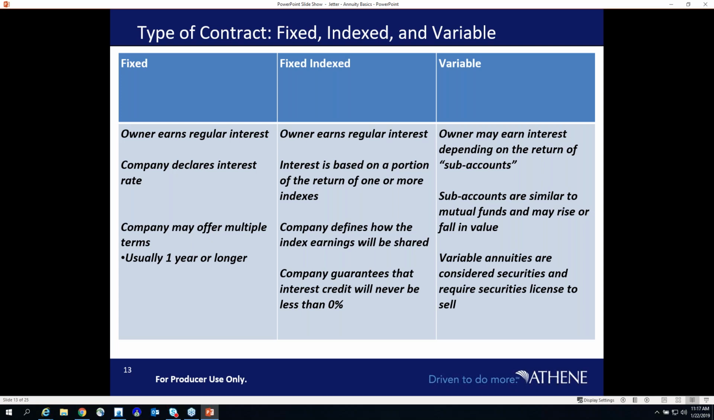Next, let's talk about variable annuities. A variable annuity is going to be an annuity contract that also has variable sub-accounts. So the owner may earn interest depending on the return of the sub-accounts. With a variable annuity, the investment risk is going to be on the client. So sub-accounts are similar to mutual funds and may rise or fall in value. So with a variable annuity, you can gain money, but you can also lose value in your account as well. Variable annuities are considered securities and require securities licenses to sell variable annuities.